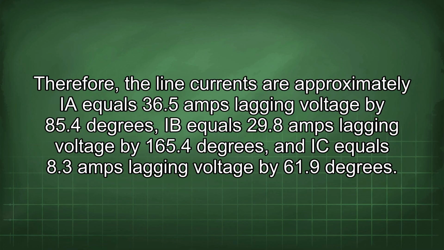Therefore, the line currents are approximately IA equals 36.5 amps lagging voltage by 85.4 degrees, IB equals 29.8 amps lagging voltage by 165.4 degrees, and IC equals 8.3 amps lagging voltage by 61.9 degrees.